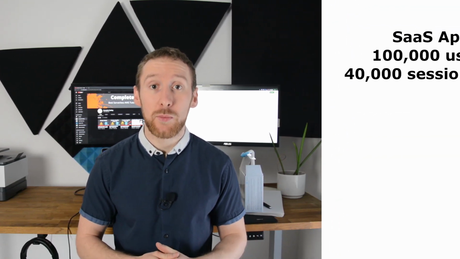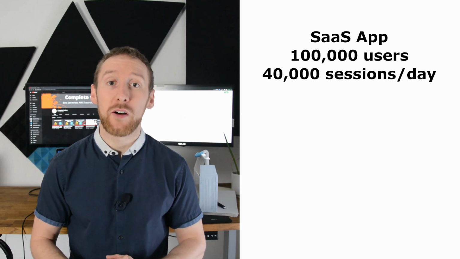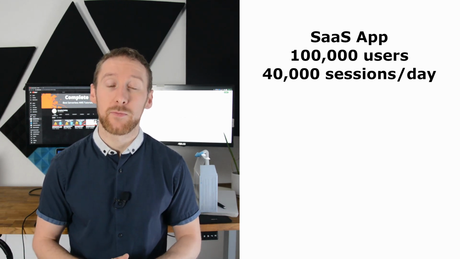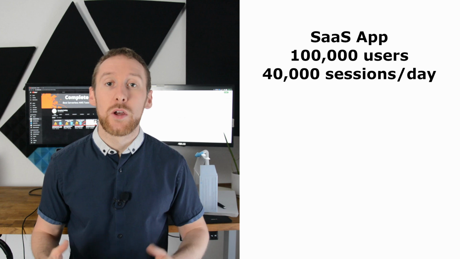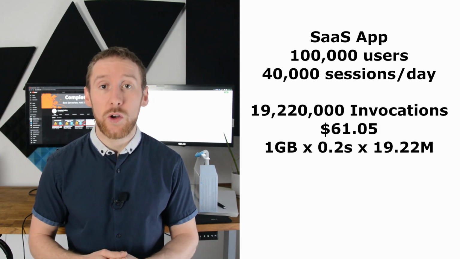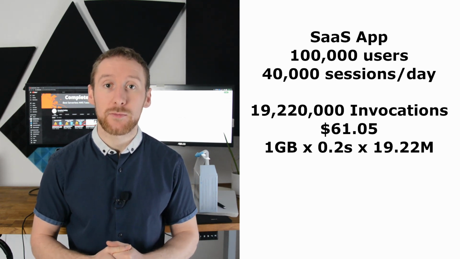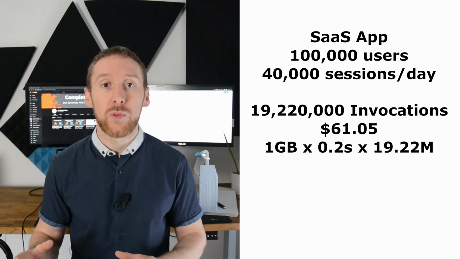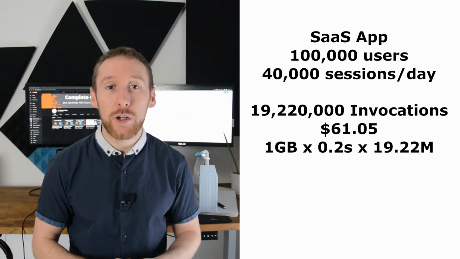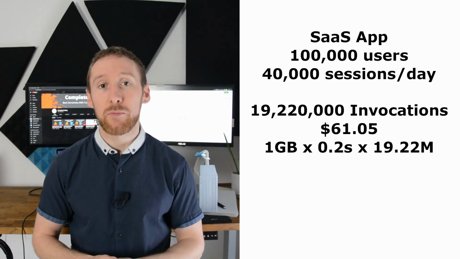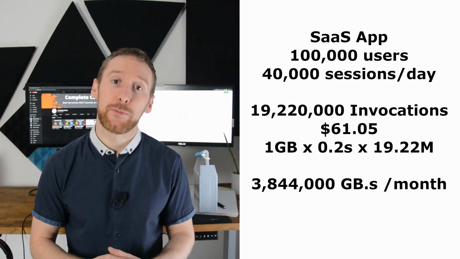So in my example, I'm going to be using a SaaS application with 100,000 users, which equates to about 40,000 sessions a day. Using a tool I have linked in the description below, I've worked out that that equates to about 20 million invocations of a Lambda that is a 1 gig Lambda running for 0.2 seconds. That comes out to a total of $61.05. If we work out the computational power of that Lambda, it works out at 3.8 million gigabyte seconds per month.